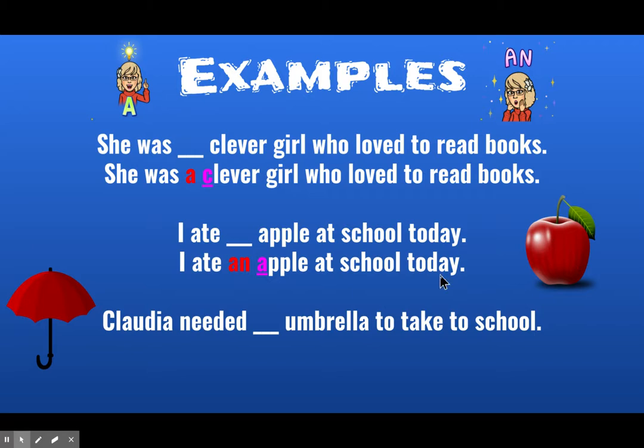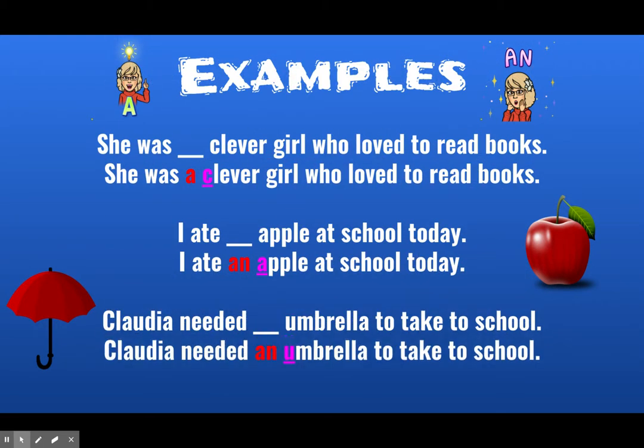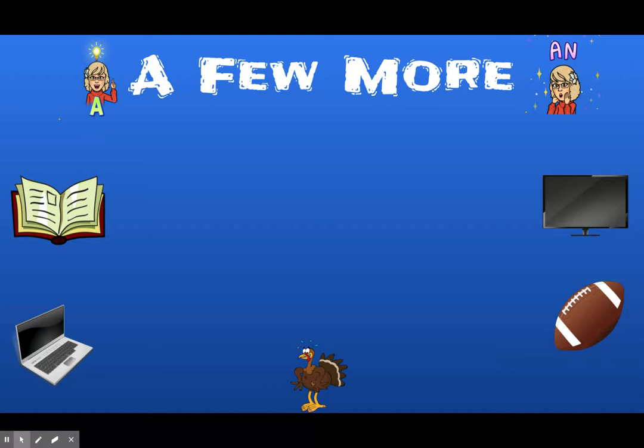All right, let's look at this one. Claudia needed blank umbrella to take to school. Okay, so I hear an uh sound. That means that I'm going to use the word an. Claudia needed an umbrella to take to school today. So the a comes before a consonant sound in the next word. An comes before a vowel sound in the next word. Now we'll go on and we'll see a few more examples of it.